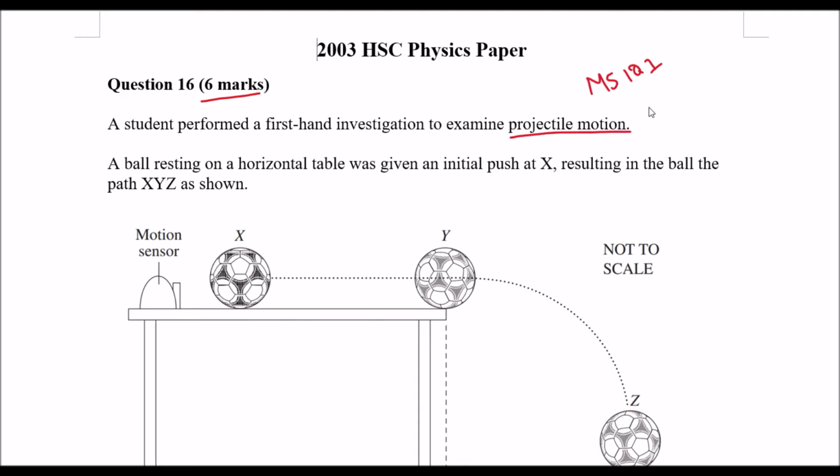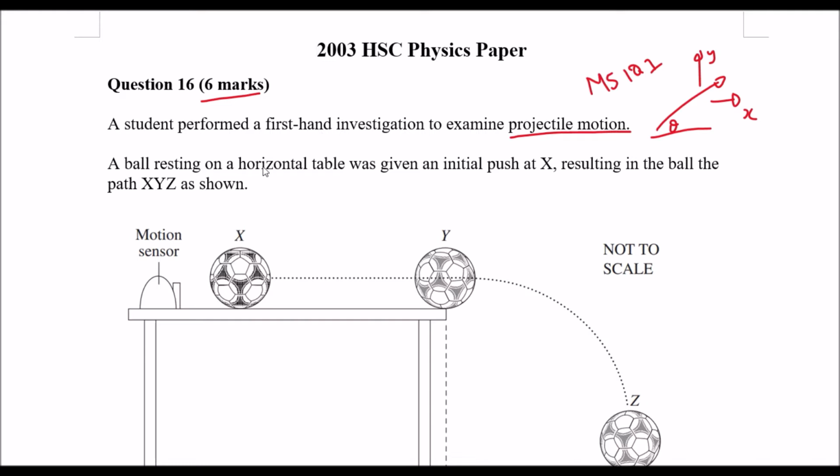Now, the first thing you need to know about projectile motion is it's an object that is fired at an angle. Doesn't matter where it's fired, it could be from the air, it could be from the ground. And when you fire something at a particular angle, it'll have a y component and an x component that are separate to each other. So how the object travels in the horizontal direction is independent of the y direction there.